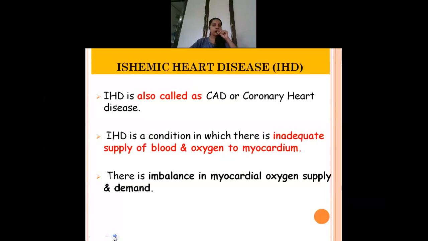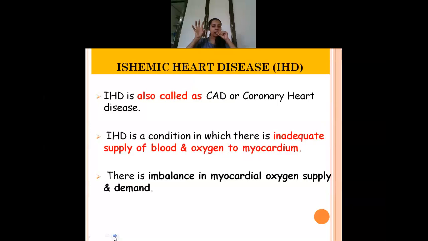Now, the definition of ischemic heart disease. I told you all are the same, but the definition is slightly different. Okay, all the conditions are the same, but the definition is slightly different. So remember the term ischemia here. Ischemia means what? Decreased blood supply, isn't it? So ischemia is also called as CAD, coronary artery disease, or coronary atherosclerosis.